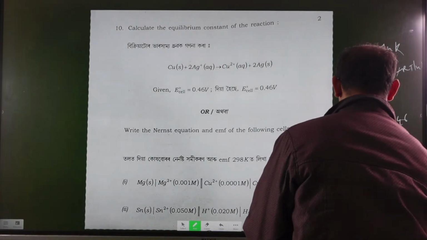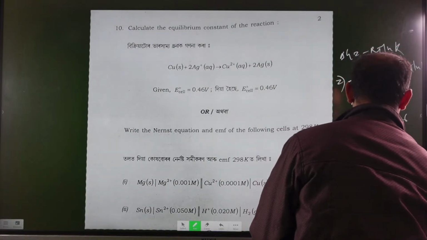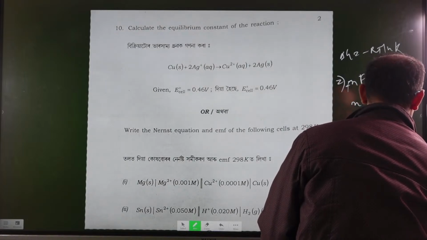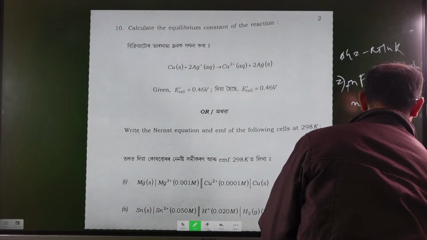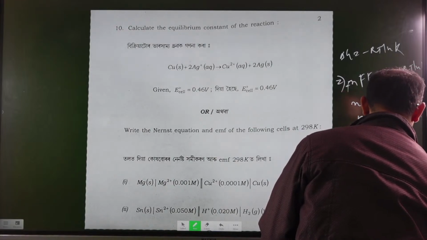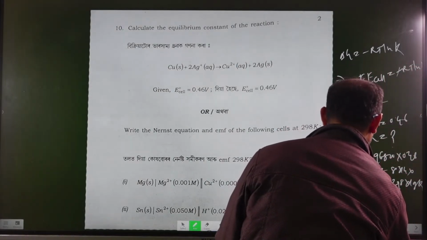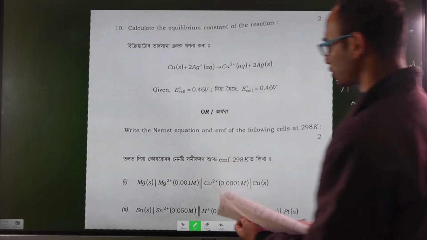So you put here 2 into the value of F, equal to 96500 coulomb, into 0.46 is equal to 8.314 into 298 into log base 10 of K. From here you will get the K value. Okay, moving to the second question.